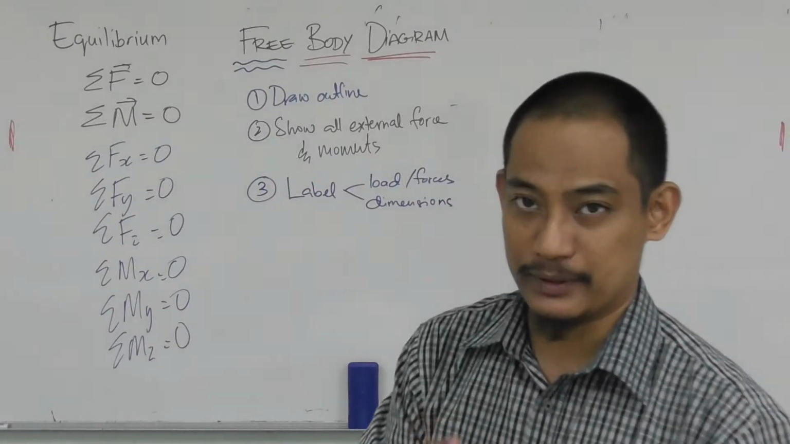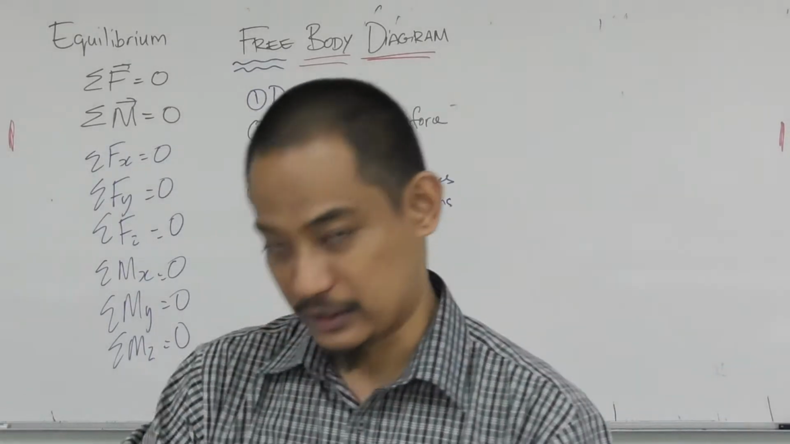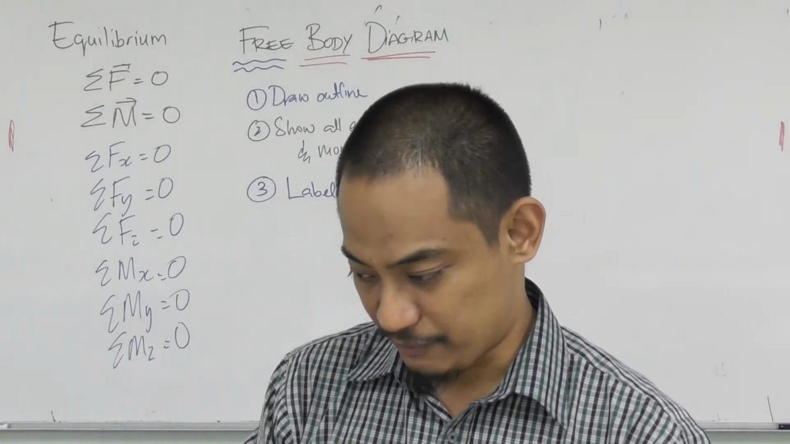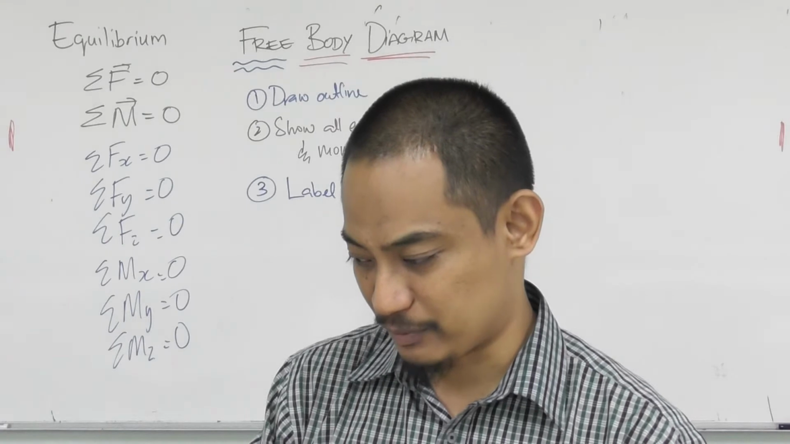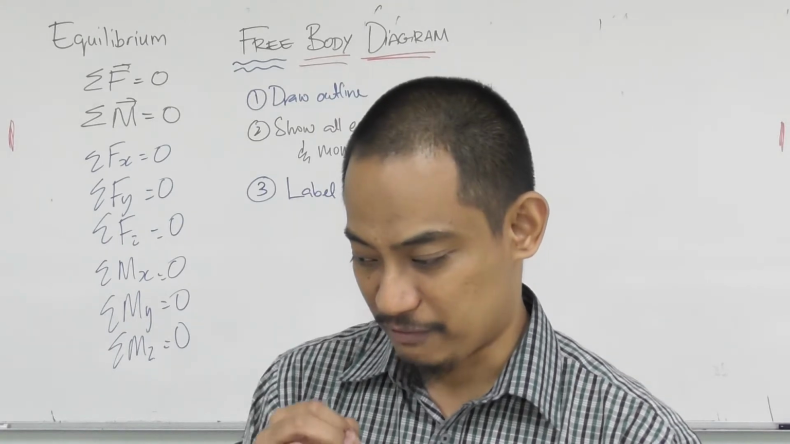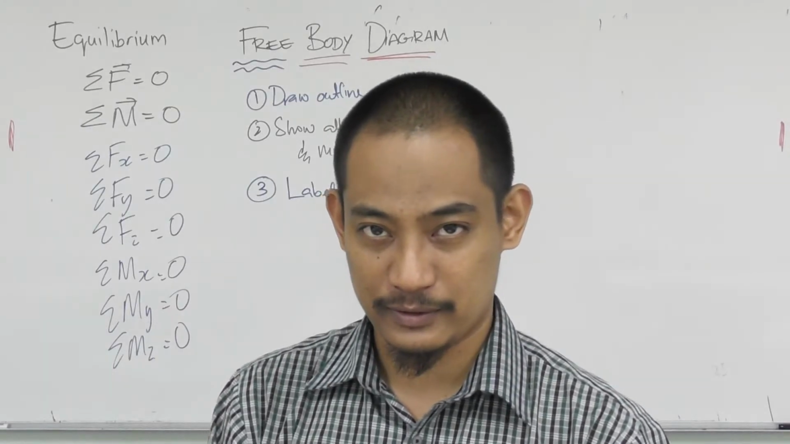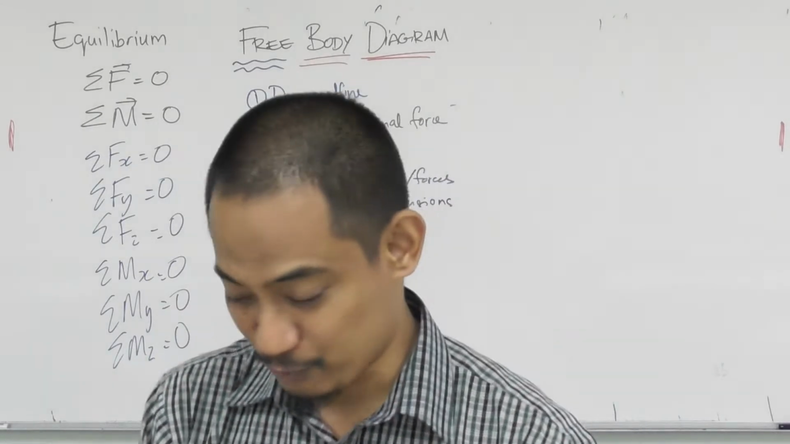The idea is simple actually, right? I'll just read first from the slide. As a general rule, if a support prevents translation of a body in a given direction, then a force is developed on the body in the opposite direction. Do you understand that? Hopefully you understand.